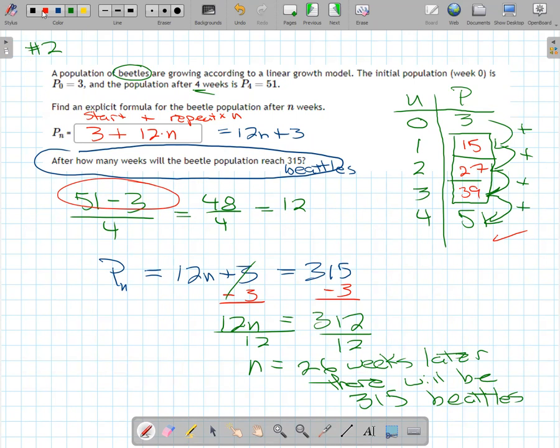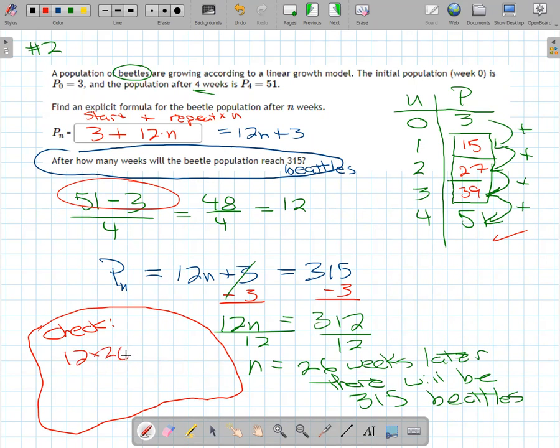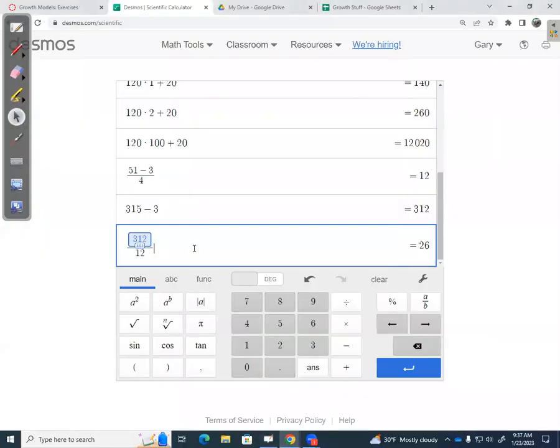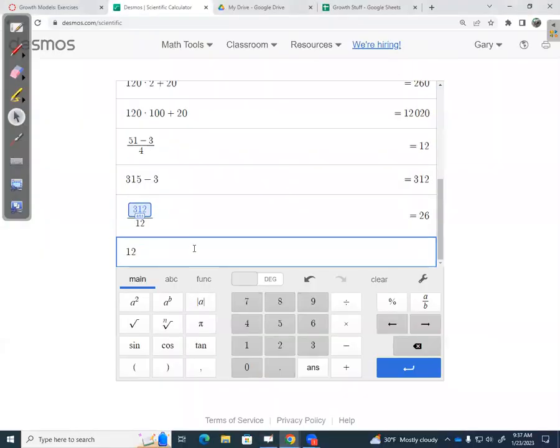To double check that, because if this is a quiz, I don't want to hit that submit button until I'm sure of what I've done here, I would just plug back in. So I'm going to check. It is 12 times 26 plus 3. Calculate time. 12 times 26 plus 3 is 315. So it looks good.